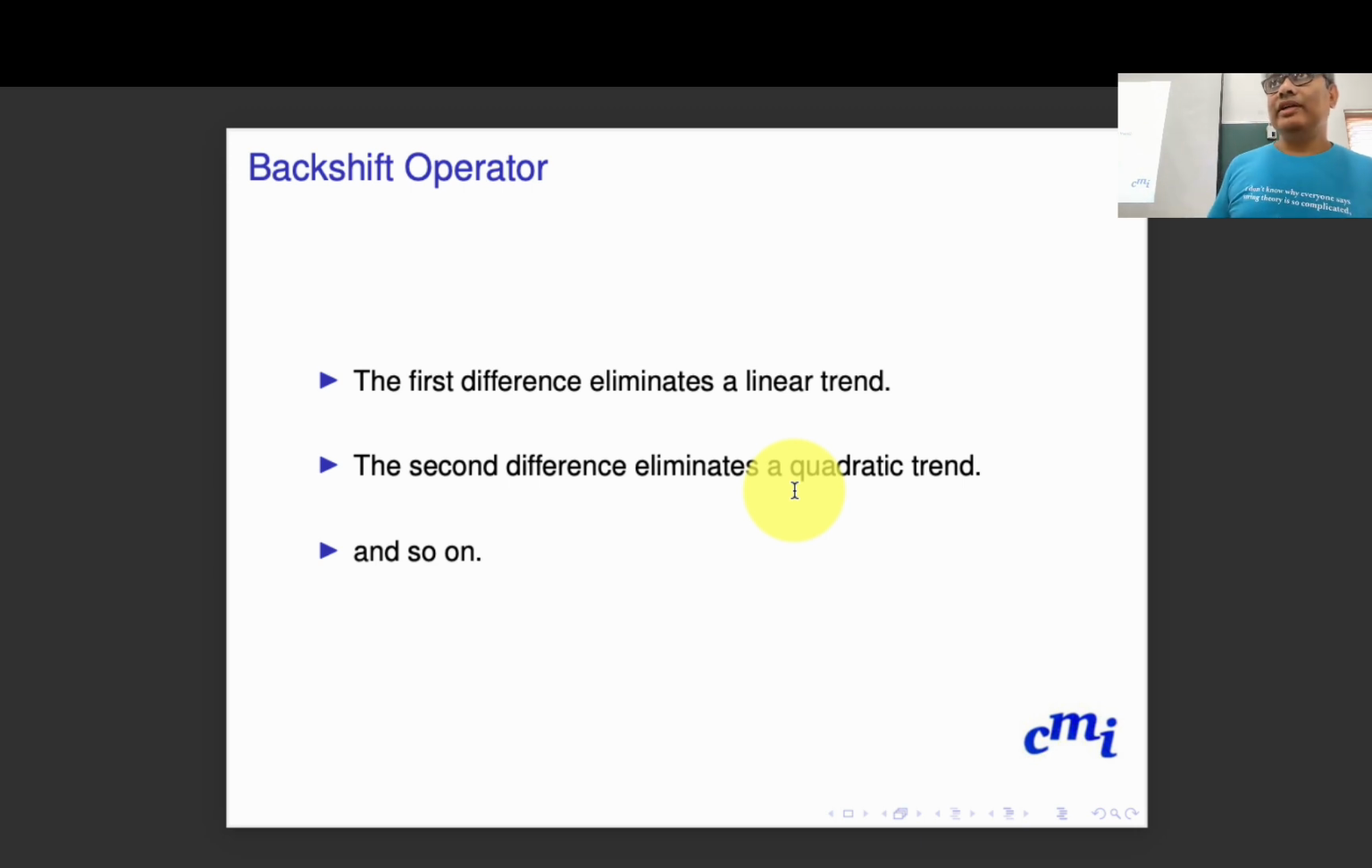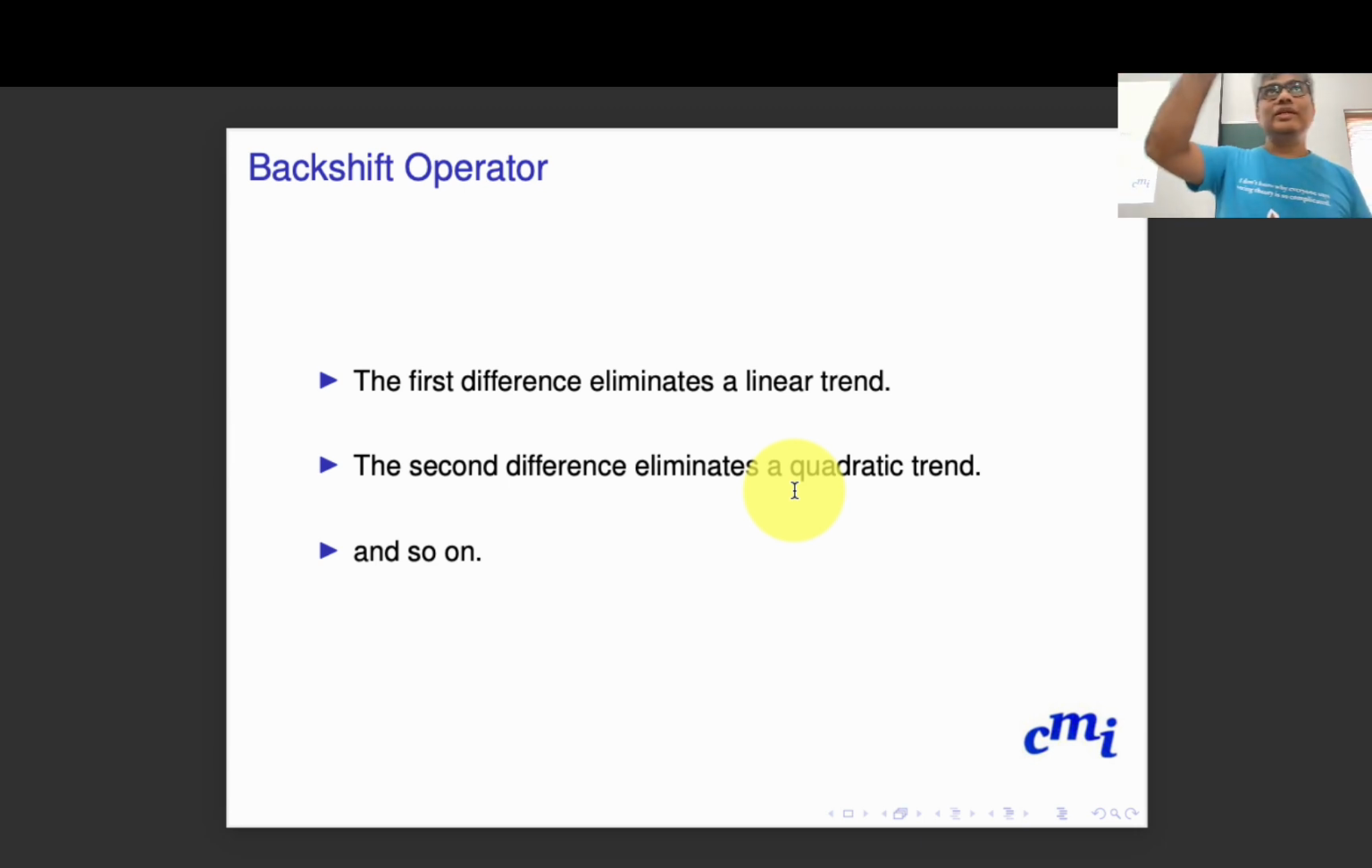The second difference, now you've got a unit series, right? Nabla xt. You apply the backshift operator again, or the difference, another difference on the first difference. The second difference will eliminate the quadratic trend, and so on. Does it make sense? Anybody in doubt?